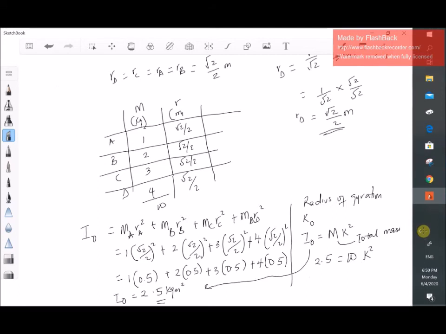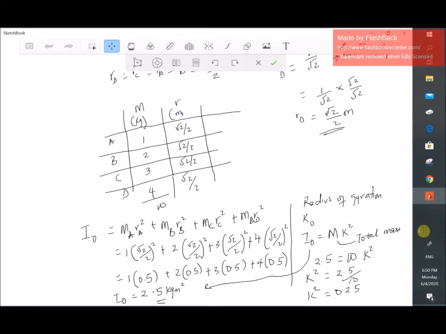We transpose, we have k squared equal to 2.5 over 10, so k squared equal to 0.25. What next? We take the square root of both sides.